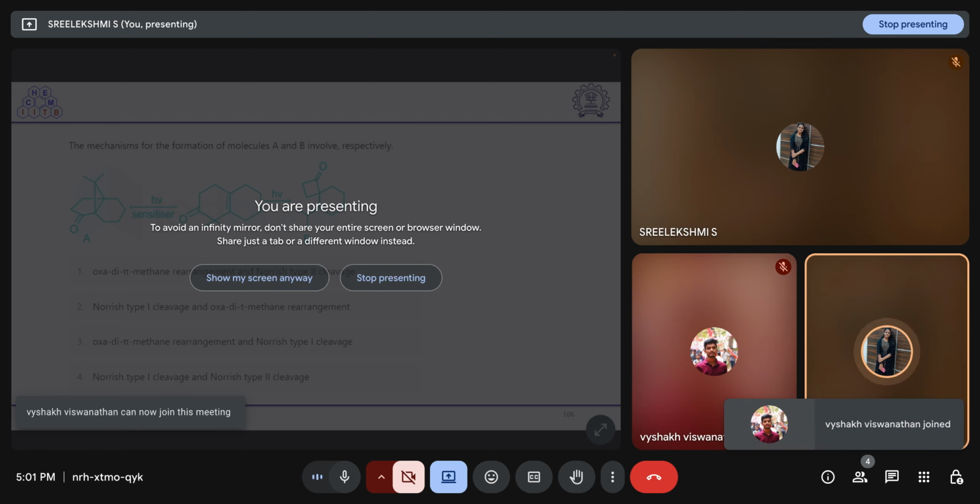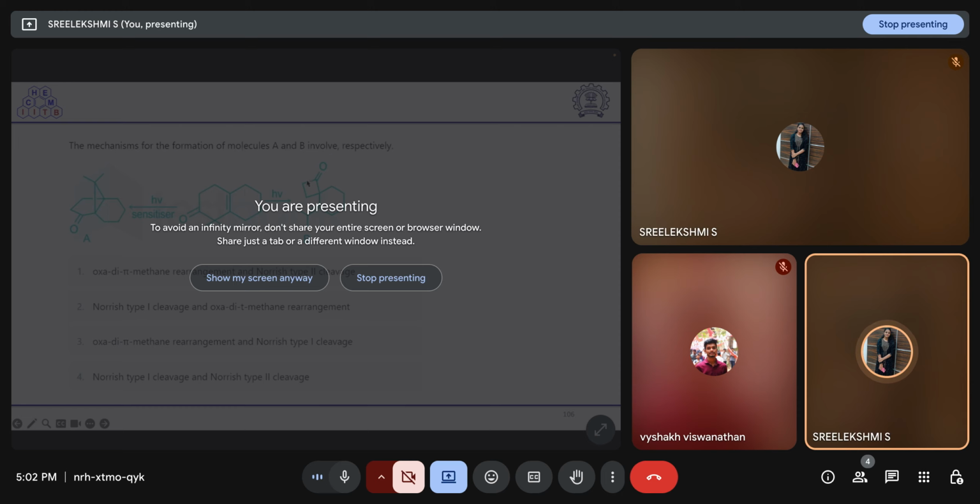Okay, so in the last class, we stopped here with this question: the mechanisms for the formation of molecules A and B involved. Here two reaction pathways are given with this compound. Firstly, this compound is treated photochemically under light, giving compound B. When we use a sensitizer along with the photochemical condition, we get compound A. So we have to identify which reactions lead to these products A and B.